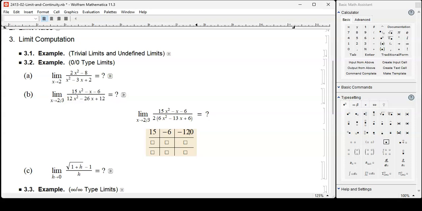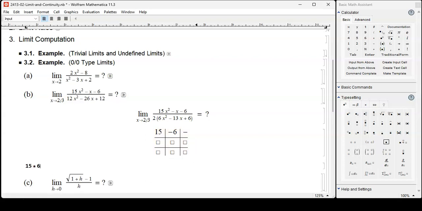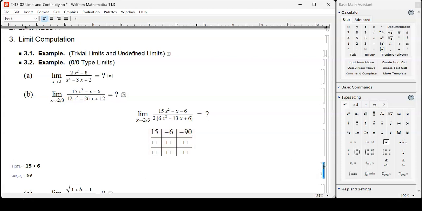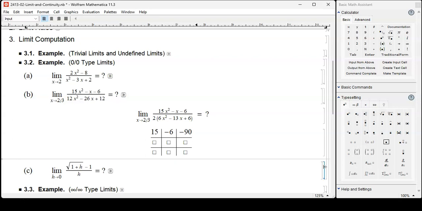No. Come on, I can't do this. 15 times 6 is 90. Okay, all right. Okay, that's what we got. 15 times -6 is -90. That's where we start. Factors of -90 adding up to -1.